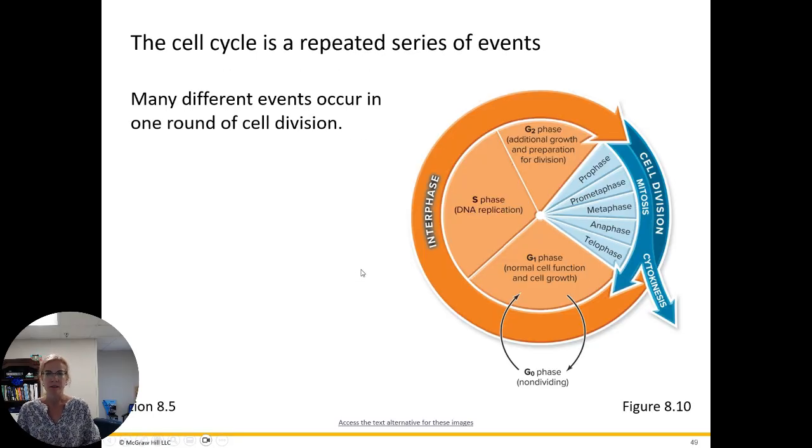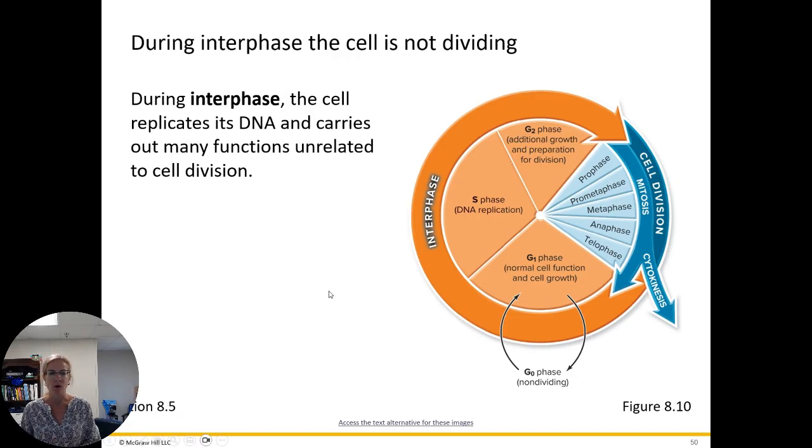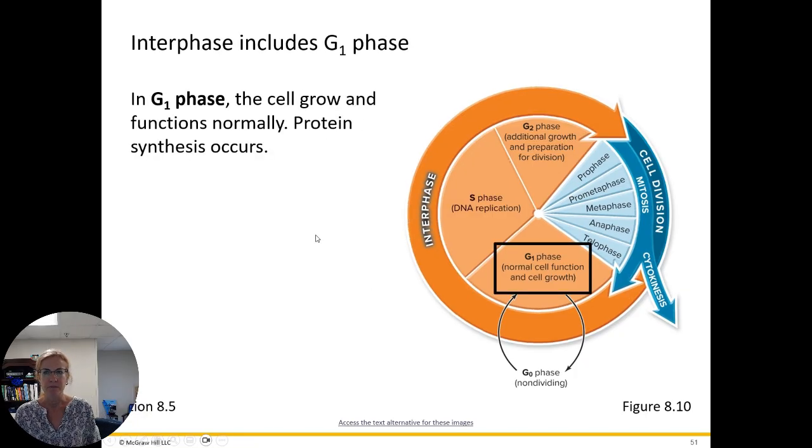So the cell cycle is a repeated series of many events that a cell undergoes. So one cycle of cell division will have a whole lot of different things happening in it. But cell division is only a very small part of a cell's life. Most of a cell's life consists of a phase called interphase, as you can see, which is represented by about 3/4 of this circle. So the cell is replicating its DNA, but it's also carrying out a whole bunch of other functions such as growth. So again, most of the time that a cell is alive, it is in interphase.